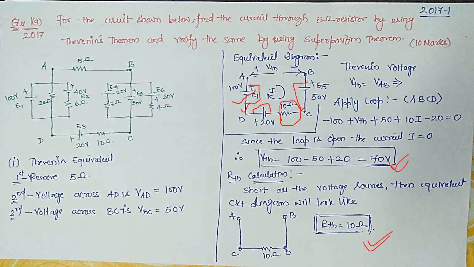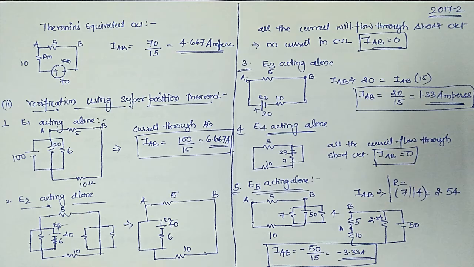Now you can easily identify the current which is flowing in this 5 ohm resistor. So let us see what that is. The Thevenin equivalent circuit for the given question will look like this. You have this load resistance of 5 ohms here, the Thevenin equivalent resistance that is 10, and the voltage source that is 70. Hence IAB can be identified as 70 divided by 15, that is 4.667 amperes.